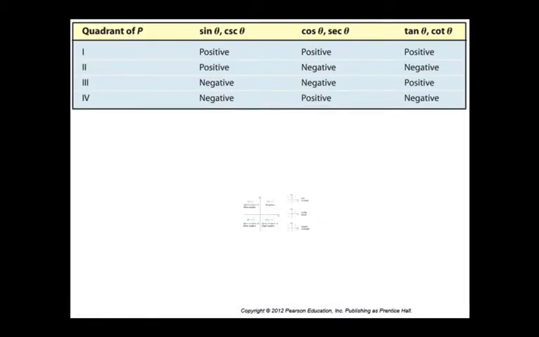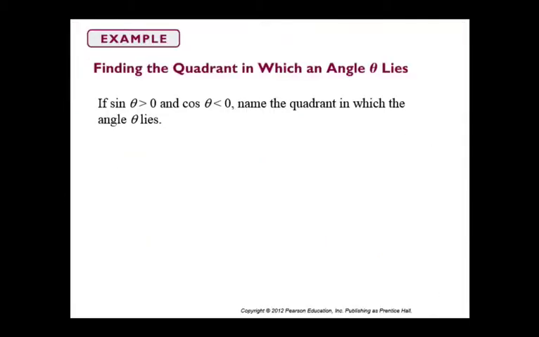And let's go and take a look at an example. If we have sine of theta is greater than 0 and cosine of theta is less than 0, name the quadrant in which it lies. So let's start off with the first one. First thing we do is we write it out. Sine of theta is greater than 0. Then we also have cosine of theta, which is less than 0.